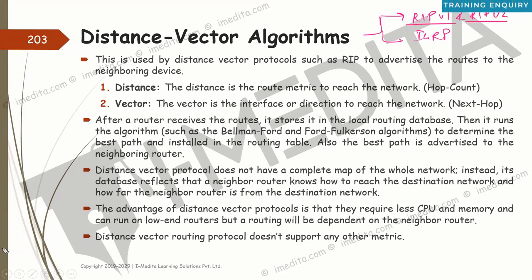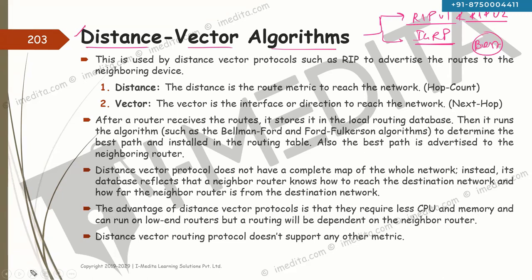These are the protocols that we have: RIP, Routing Information Protocol version 1 and version 2, and Interior Gateway Routing Protocol, IGRP. These two protocols are categorized as distance vector routing protocols. They use the distance vector algorithm to decide their best path to reach a particular destination. So best path selection in a distance vector routing protocol is done based on the distance vector algorithm.